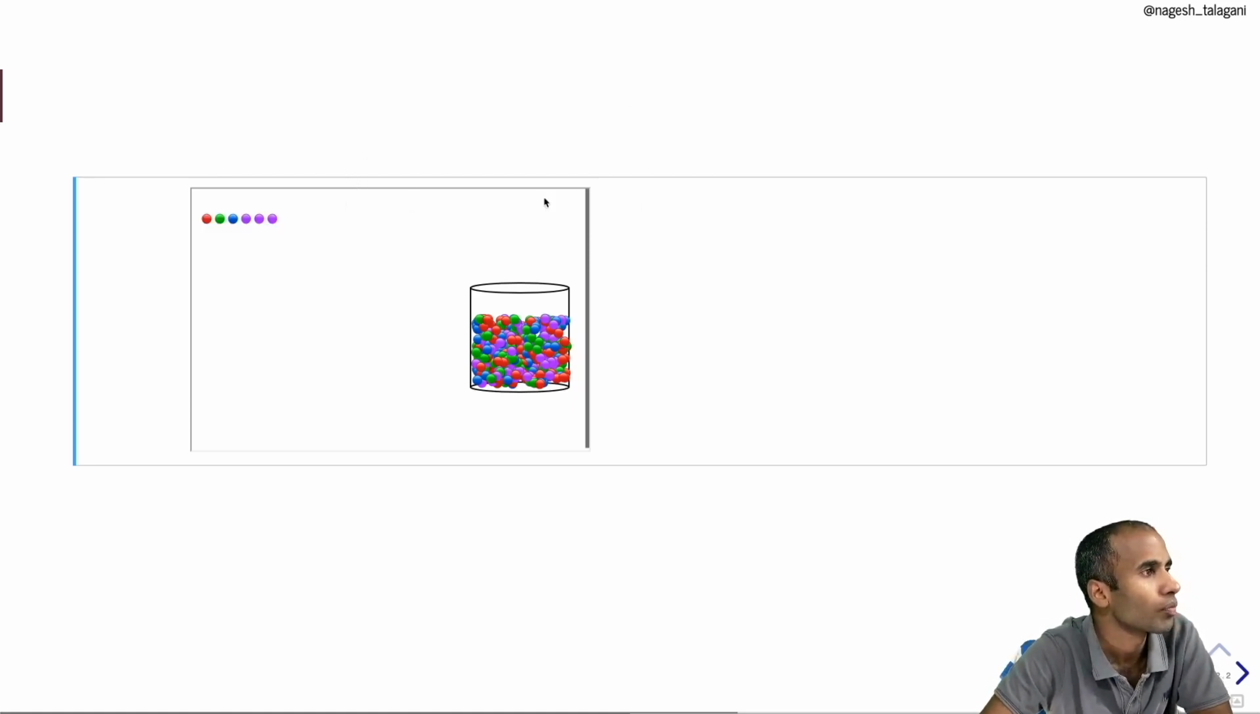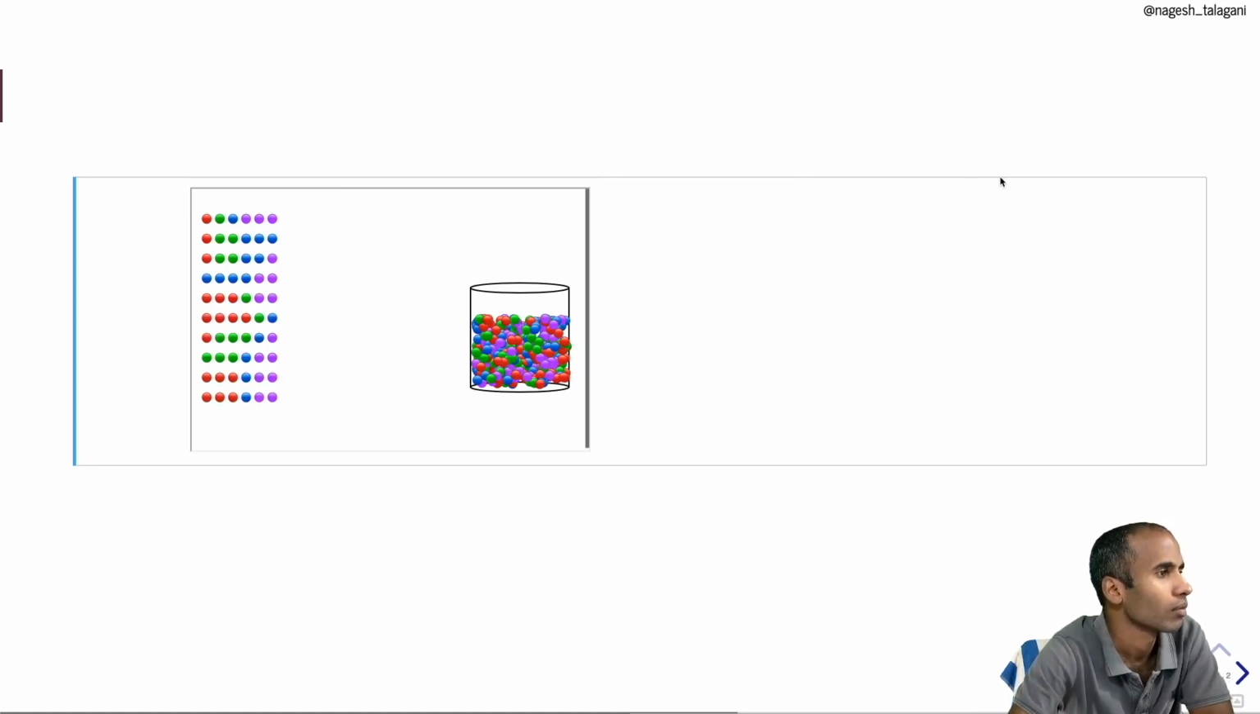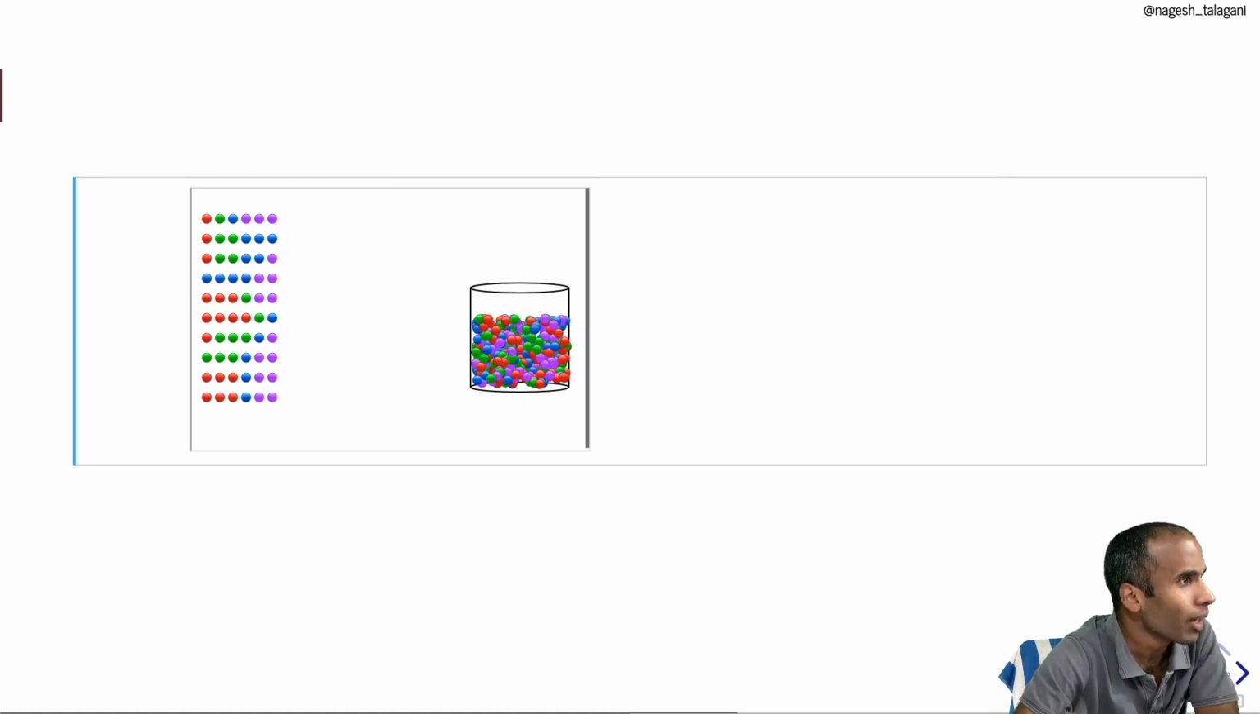Here we go. Okay, there are 10 samples. In the first sample, we got 1 red, 1 green, 1 blue, 3 purple. In the second sample, 1 red, 2 green, 3 blue, no purple. In the third sample, 1 red, 2 green, 2 blue, 1 purple. In the fourth sample, no red, no green, 4 blue, 2 purple, and so on, as you can see.